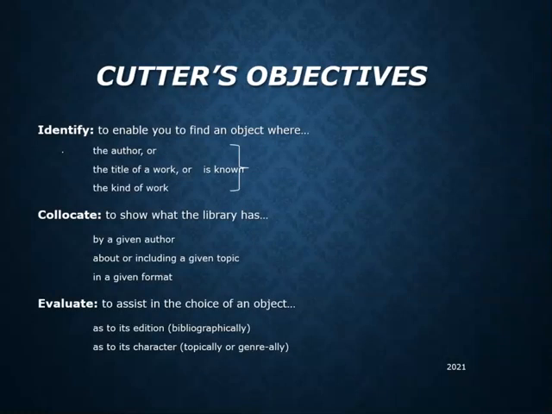Charles Cutter, a name you'll hear a lot in conversation about call numbers, outlined these objectives that users should be able to accomplish when cataloging is done properly. Users should be able to find something when they already know what it's called. They should be able to put together a list of things that we have by a certain creator, and they should be able to look at a catalog record and know it is exactly what they are looking for, without ever having to look at the object.